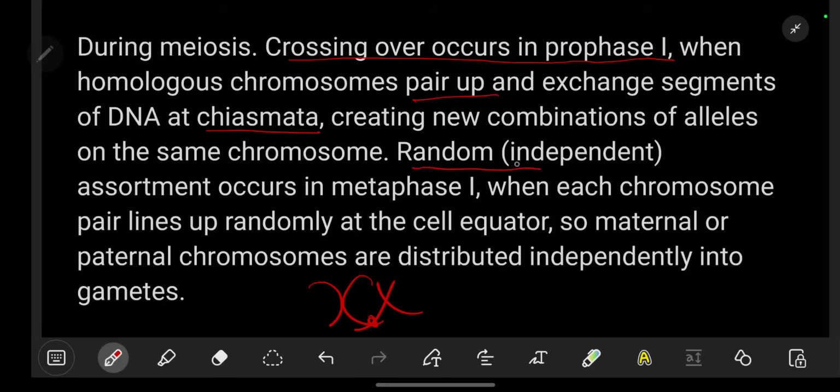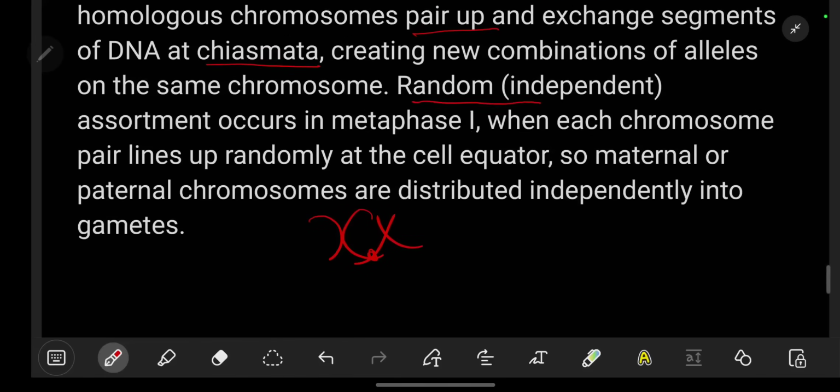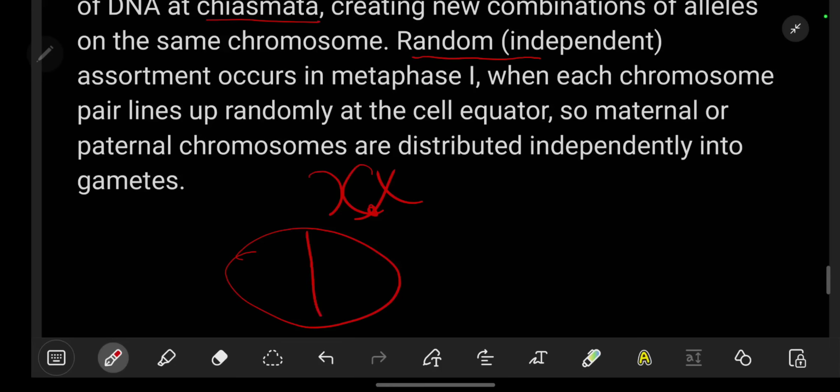Random assortment, which is also known as independent assortment, occurs in meiosis 1 as well. So under this one, the chromosomes align themselves at the metaphase plate side by side like that in a random manner, so that the maternal or the paternal are distributed independently into gametes. So they are independently distributed into gametes. The maternal, which is the mother, can be like that. It could be like that, as numerous as that. It's not something that is done systematically like that.